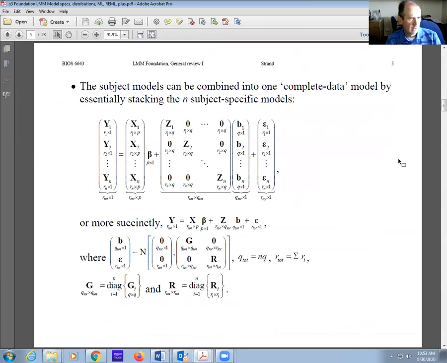This shows you how you go from the subject level model to the complete data model. So you stack the Y's, you stack the X's, and the Z's: the subject level Z for subject 1 is going to be in the first diagonal element. For subject 2, that's going to be in the second diagonal element, and so forth. As long as you're assuming that subjects are independent of each other, the off-diagonal matrices are going to be 0. So that's how you go from the subject level to the complete data level for Z. Then you stack the random effects and you stack the errors.